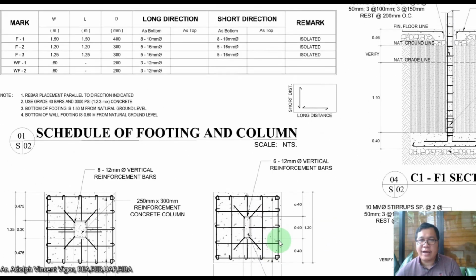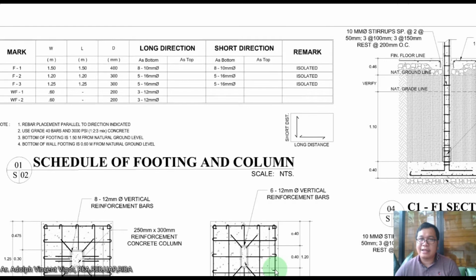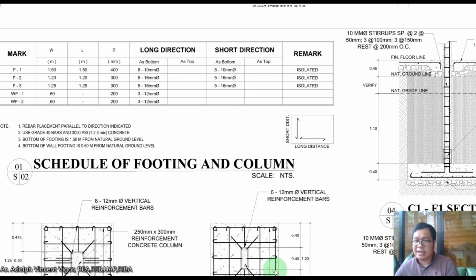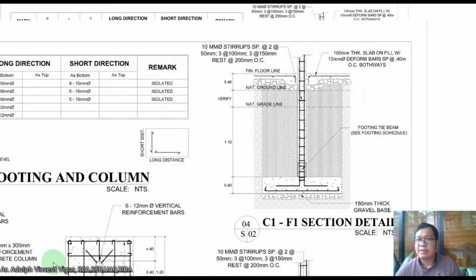Okay, so isolated meaning it's not connected. Isolated footing meaning it's not connected with the other footings. Because you also have what you call combined footings. When the two columns are too close together, you combine the footings into one.